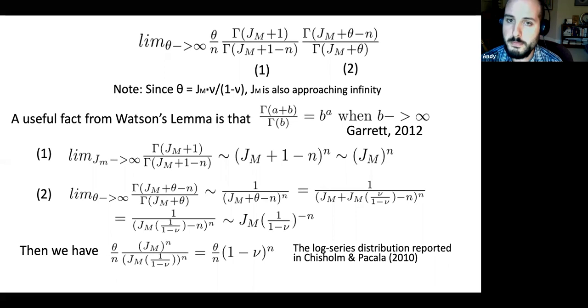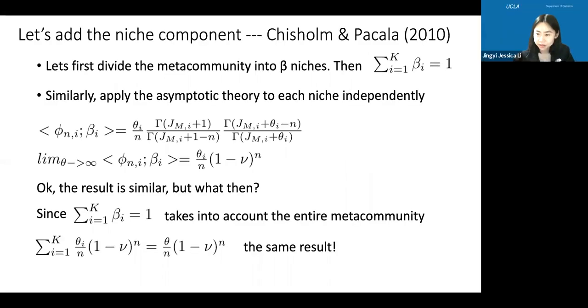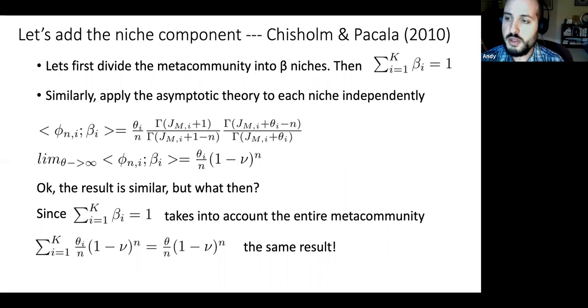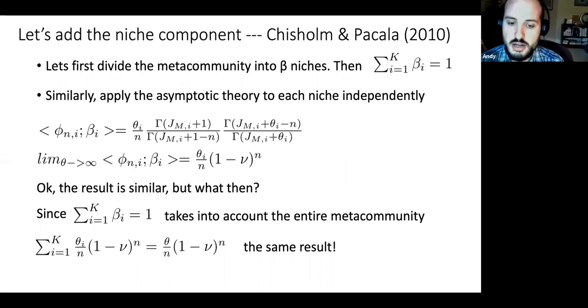All right, now with niche theory, if you have k niches, you can do the same kind of asymptotics. But because the k niches together make up the entire metacommunity, doing neutral theory for each of the niches results in the same thing.